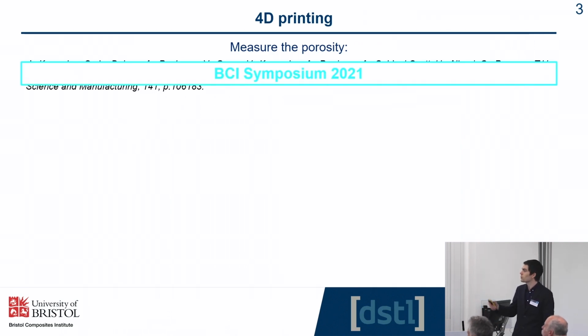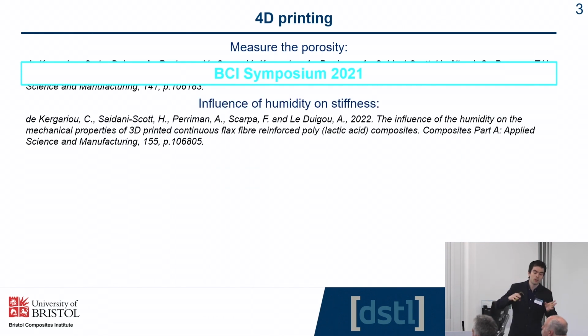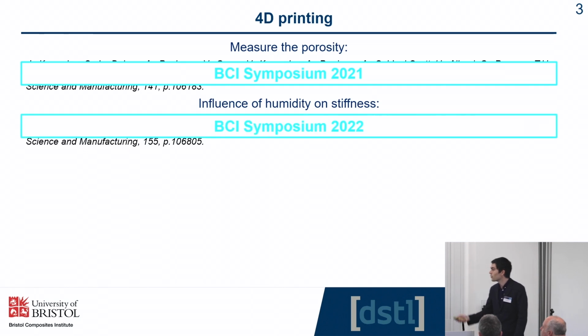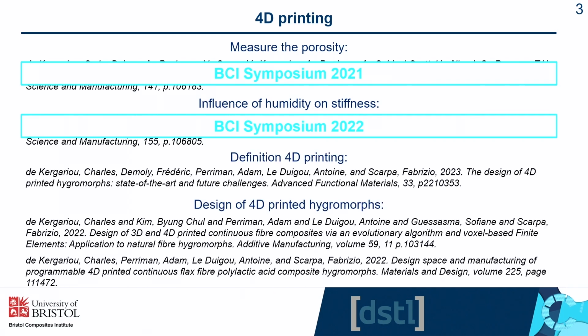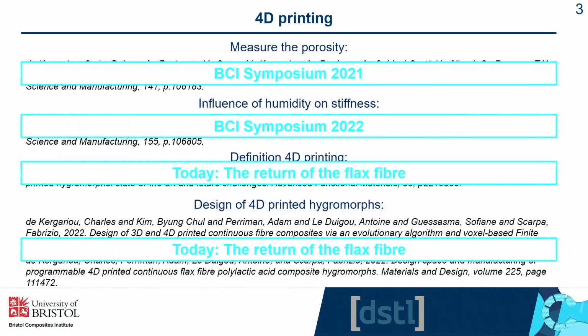We measured the porosity of the material, which I presented two years ago at the Symposium. Then we looked at the influence of humidity on the stiffness, because the stiffness influences the actuation, and humidity therefore influences the actuation. I presented that last year at the Symposium, and like all amazing trilogies, there is a third episode. It's upon us today. It's the design process, and it's called The Return of the Flax Fiber.